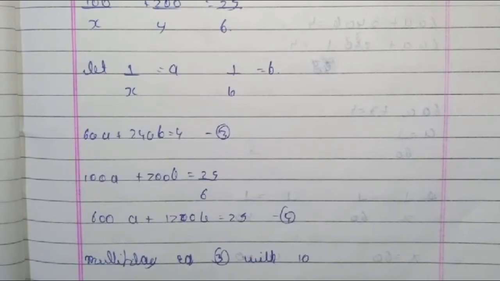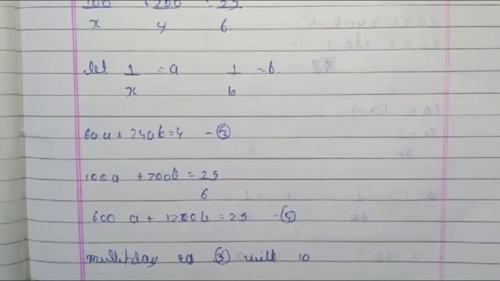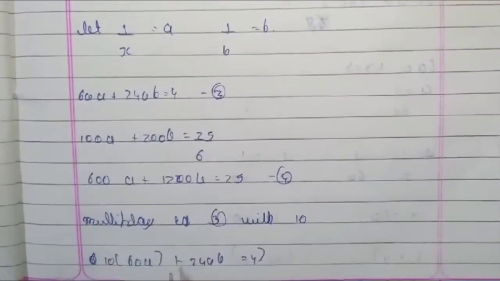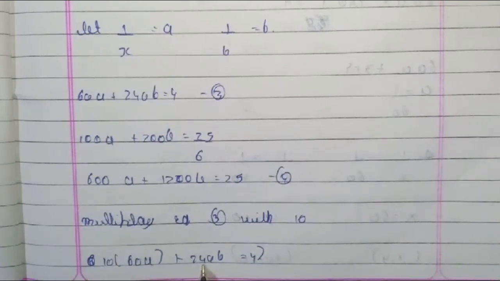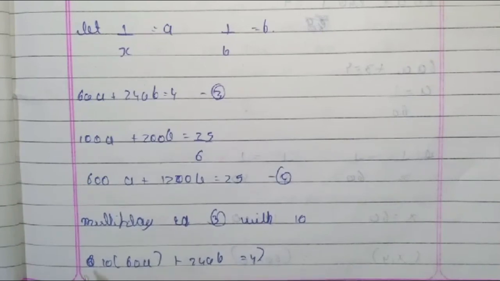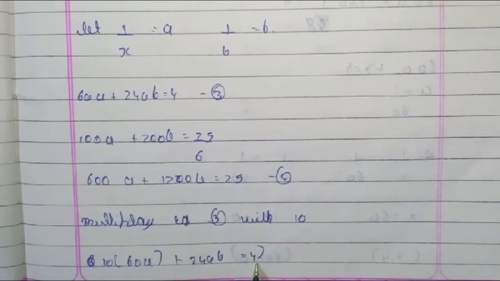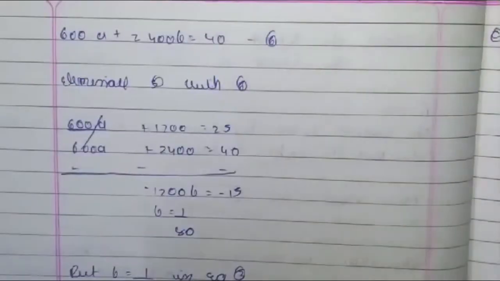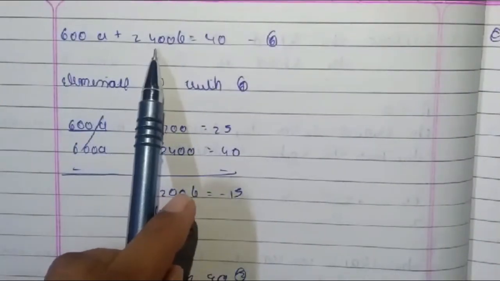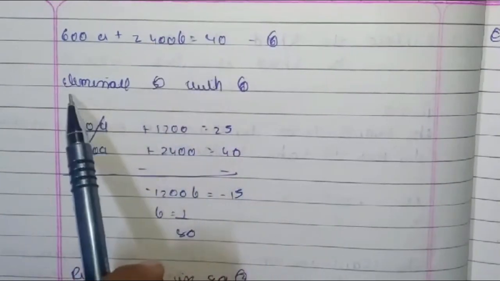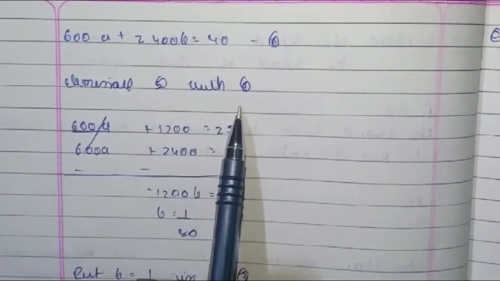Now we have to use elimination method. For this we have to multiply equation number 3 with 10. So 10 into 60a plus 240b is equal to 4. 10 into 60 is equal to 600a, 10 into 240 is equal to 2400b, and 10 multiplied by 4 is equal to 40. So what is our equation? 600a plus 2400b is equal to 40.